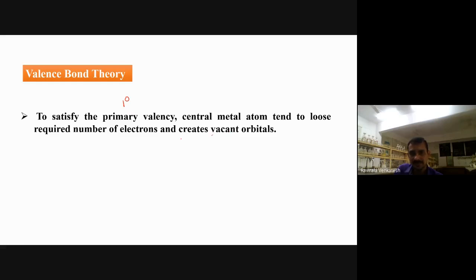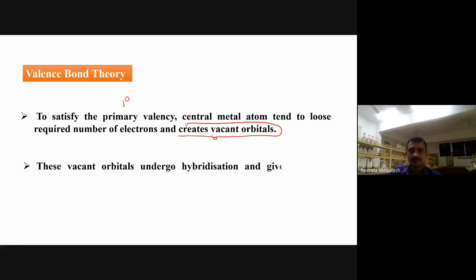Orbital. What is the meaning of creating this vacant orbital? Let me see this one. How vacant orbitals. And let me see this one. Just a minute.